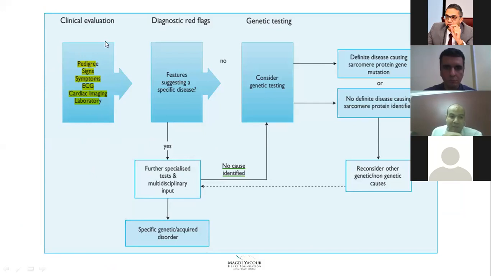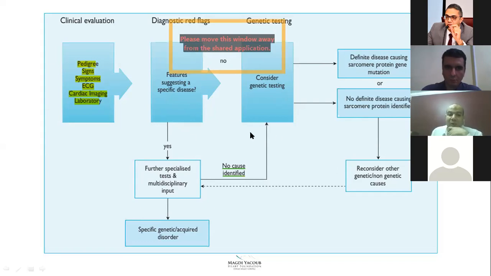So, in conclusion, this algorithm summarizes what we just said. We have the patient here in the first step of the clinical evaluation. We will draw a pedigree for him, see signs and symptoms, ECG, cardiac imaging, and labs, and we search for a specific feature suggestive of a specific disease, such as Anderson Fabry's, Pompe, etc. If we find these features, we should go for specialized tests for these diseases. If we don't find features that suggest a specific disease, we will go for genetic testing. In the genetic testing, either we will reach a definitive disease, a sarcomere protein gene mutation, or it will be from the 30% with no known genetic cause.